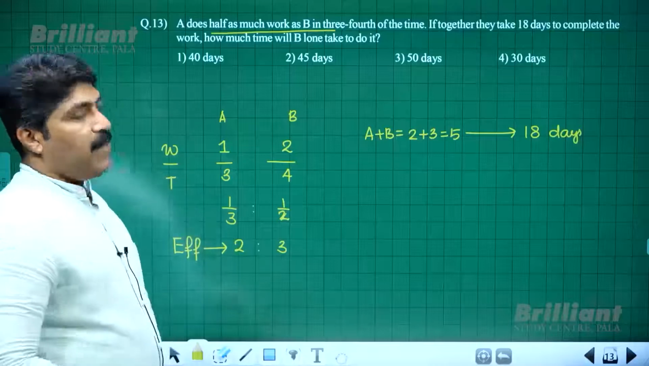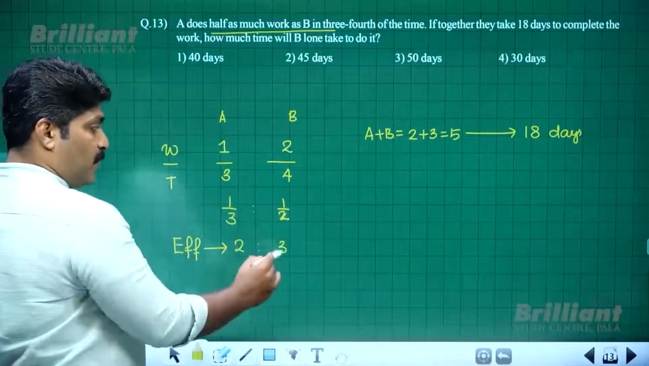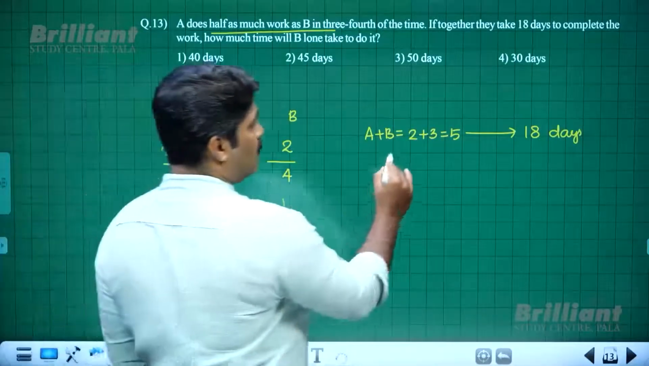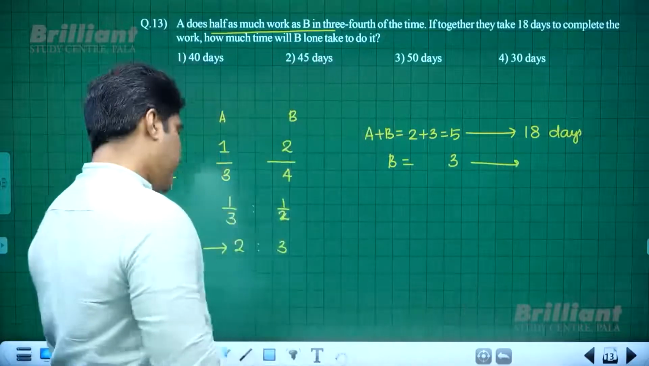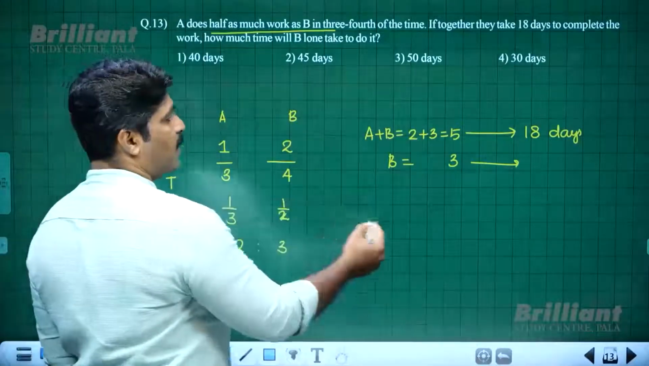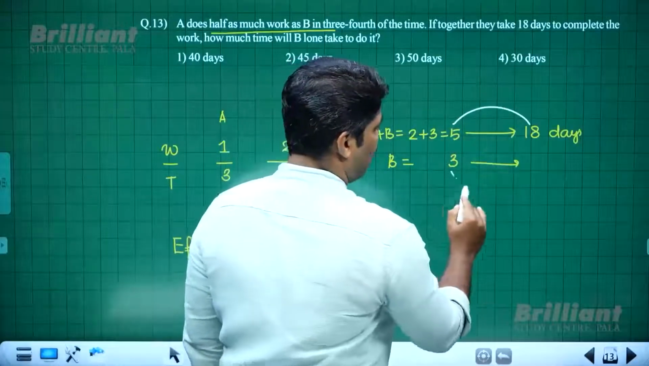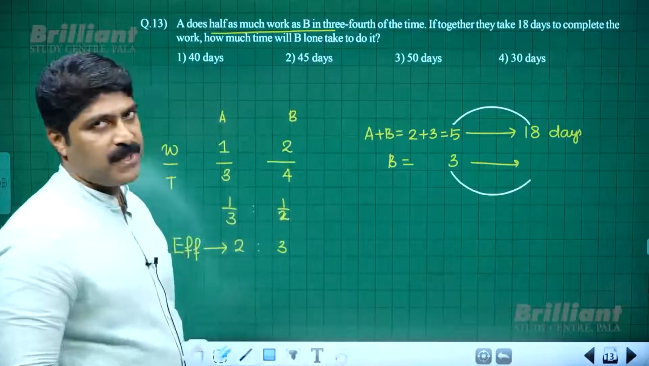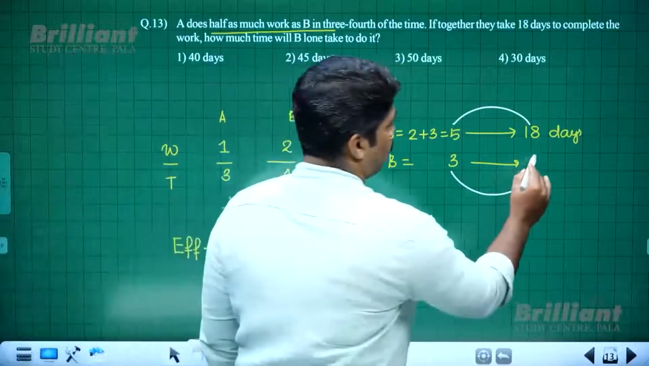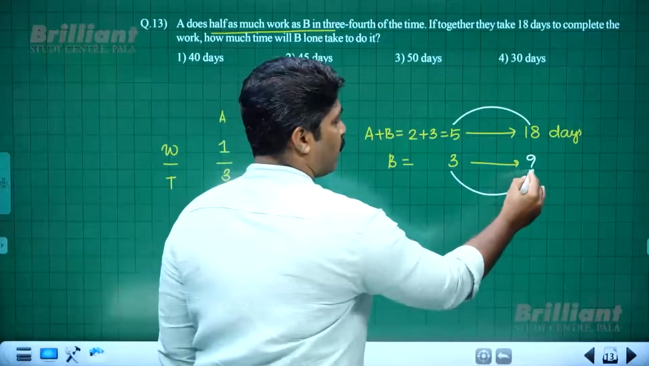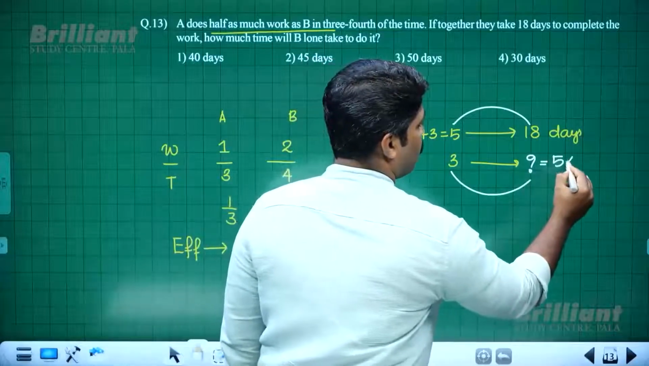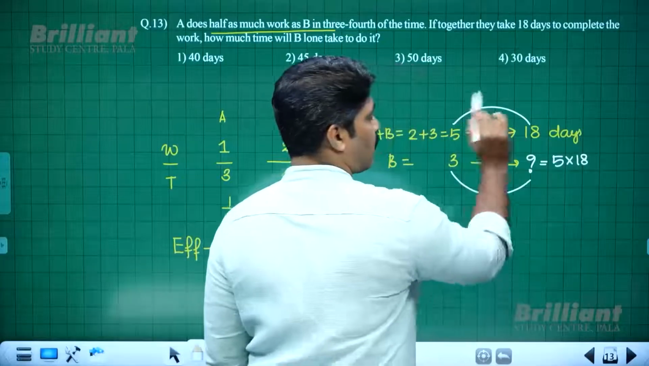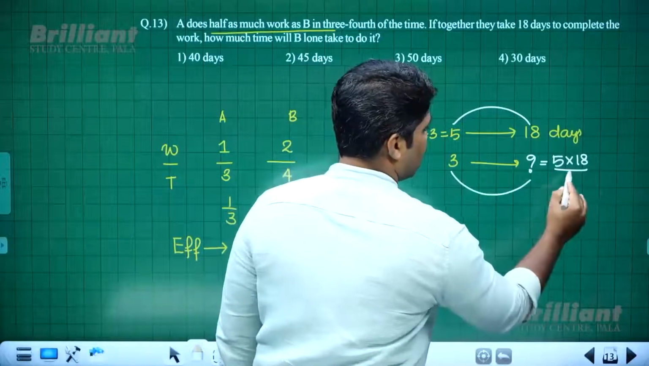Then how much time will B alone take? What is the efficiency of B here? That is 3. How much time does B alone require to finish the work? Now we can directly apply the concept efficiency into time, because that represents the same quantity of work. So we have to find this value, which is nothing but 5 into 18, the product of these two values, divided by this 3.